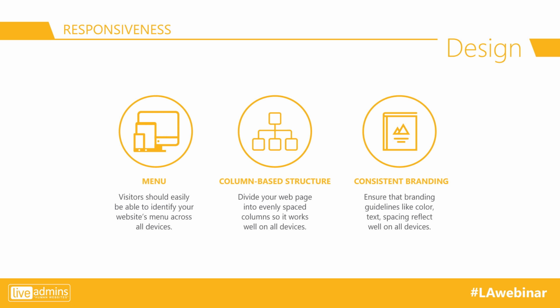Another very important thing when you're thinking about responsiveness is to design your website in a column-based structure. You can maybe have 4 columns, 6 columns, 8 columns, or 12 columns. Now, the idea is to divide your web page width in equal columns, so your website, when it is being developed by your developers, can easily be made responsive for all the devices.